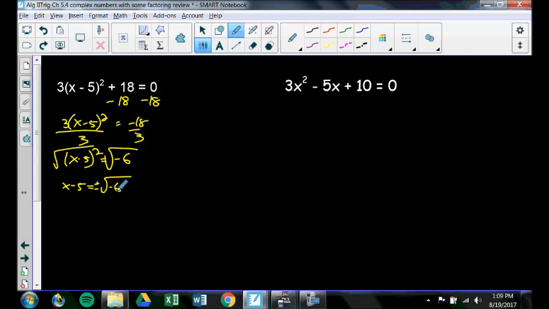This has no solutions, no real solutions. You're right, there's no real solutions, but there are imaginary solutions. Now we can say 5 plus or minus i root 6. Those are the imaginary solutions, 5 plus or minus i root 6.